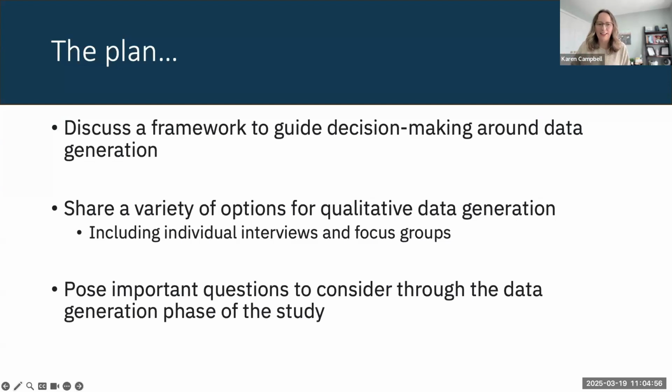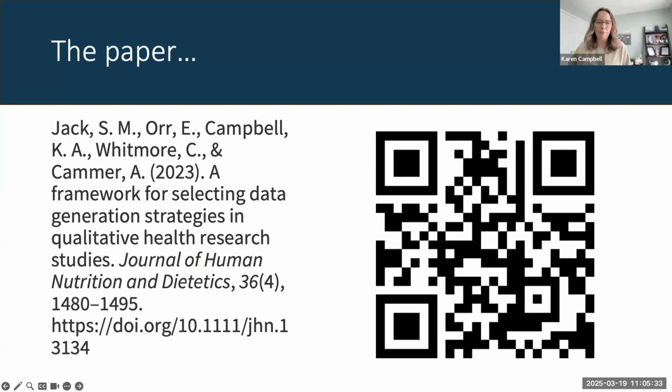So the plan for today is to discuss a framework that we use to guide decisions around data generation. I hope that some of this is helpful to you. I hope something is new for you, or at least that you feel vindicated in the work that you've done, and maybe it reaffirms something that you already knew. I'd like to share a variety of options for data generation, including individual interviews and focus groups. And I'd like to pose some important questions throughout to help you consider what you're doing through the whole phase of your data generation process.